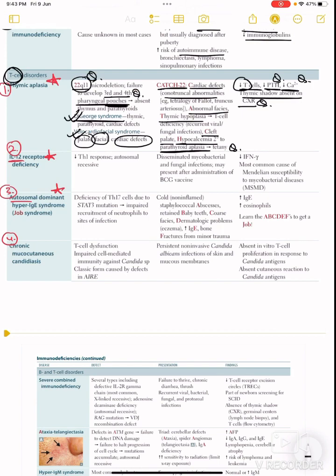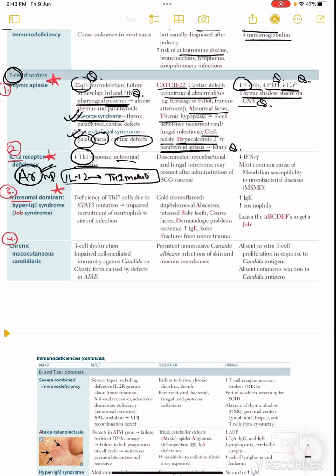Now coming to the second T cell disorder, interleukin 12 receptor deficiency. Interleukin 12 is responsible for T helper 1 maturation. If interleukin 12 is not present, then of course T helper 1 will decrease. It is an autosomal recessive condition, very important.